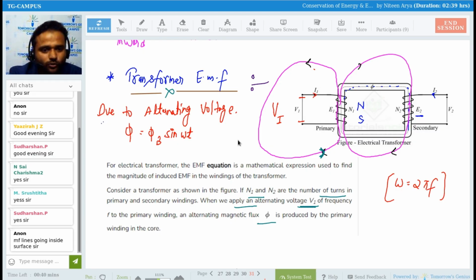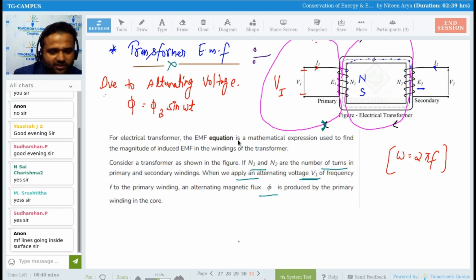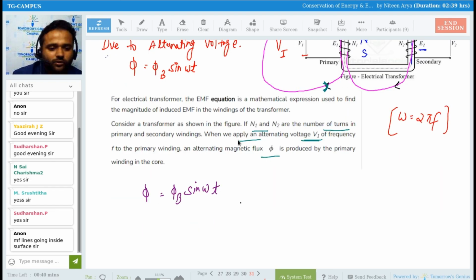So what is happening here? An induced EMF is going to be generated in the primary winding. It is going to be E1 equals minus N1 d phi by dt. Clear? And in secondary, it is going to be related through the power equivalence. Due to this phi, which is phi m sine omega t, an induced EMF is generated, obviously in N1.